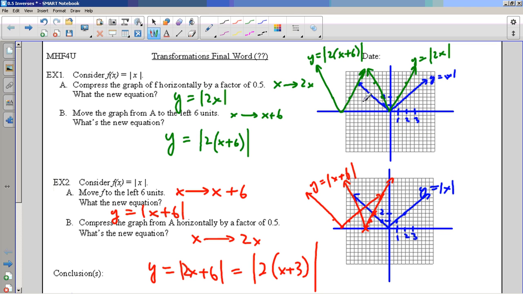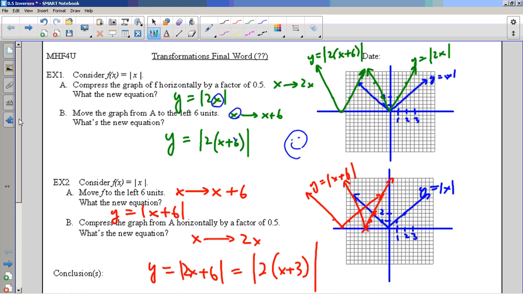What's the new equation? Well, I graphed it, but what's the new equation? The x becomes x plus 6. So the x becomes x plus 6, and I can see there ends up being a bracket in there. And just in passing, this is the way that we would normally do this, right? We do the compression first and then the move to the left 6 after that. This is what we're used to.